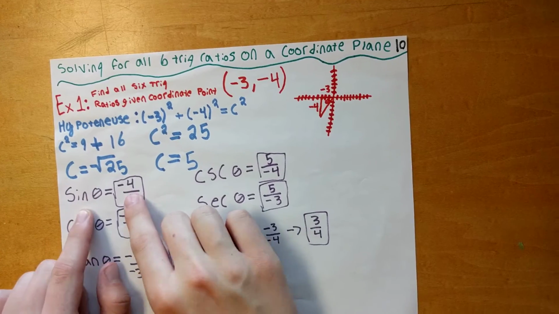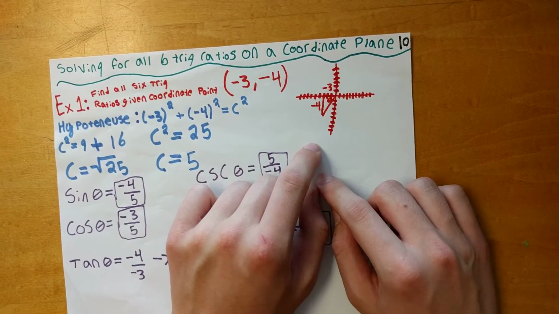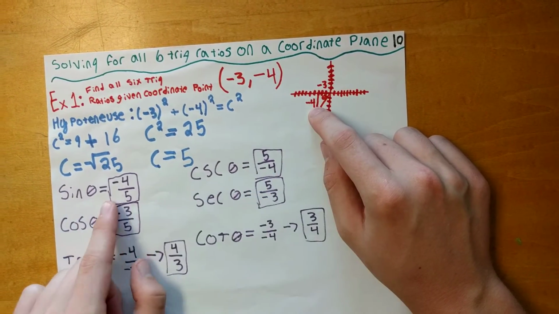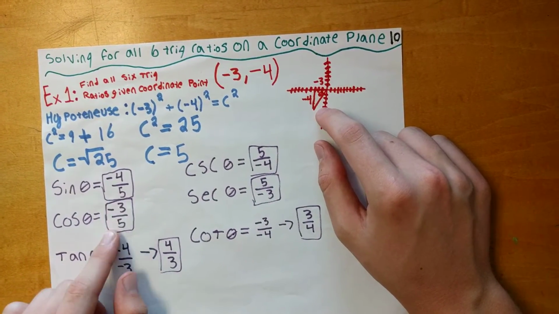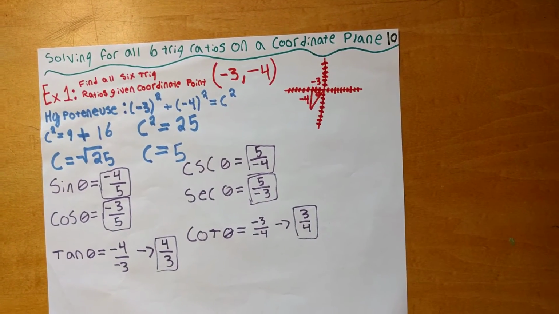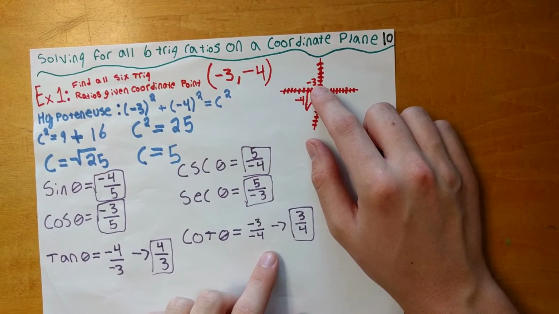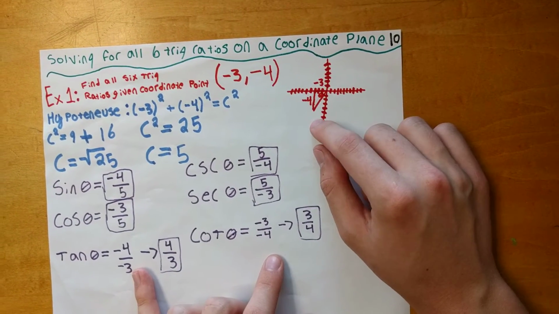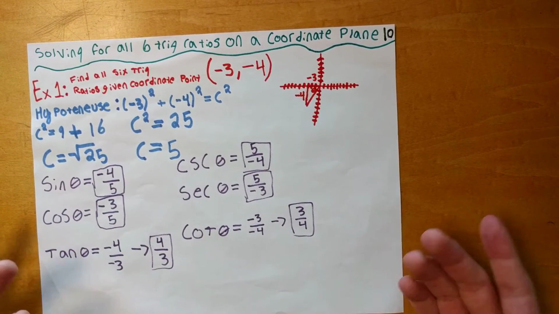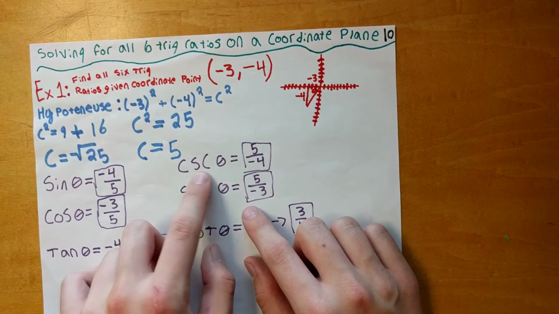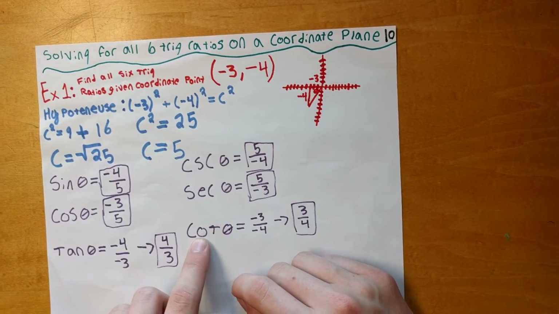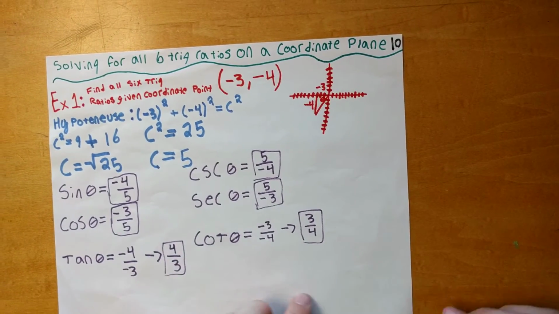And so when we plugged that in, finding sine of theta is going to be opposite, which is -4, over 5, because that's the hypotenuse. Cosine is going to be adjacent over hypotenuse, which is -3 over 5. Tangent is going to be -4 over -3, because it is opposite over adjacent. And we know that this is going to turn into 4 over 3 because they're both negatives. And then for cosecant, it's the opposite of sine. For secant, it's the opposite of cosine. And cotangent is the opposite of tangent.